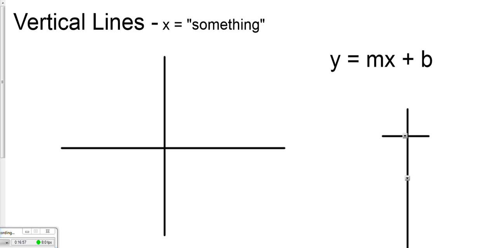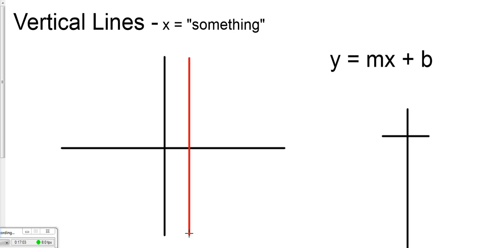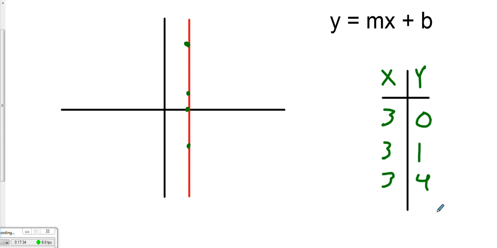Vertical lines, on the other hand, are kind of just the opposite. They're the other way. So again, I'm going to draw a vertical line here. These will always say x equals something. So I'm going to say in this case I called it x equals 3. So if I have an x and a y table, looks like I have a point here, here, here, maybe way down here. This point here would be 3, 0. The one right above it looks like maybe 3, 1. The one above that is maybe 3, 4. One way down here is maybe 3, negative 3.